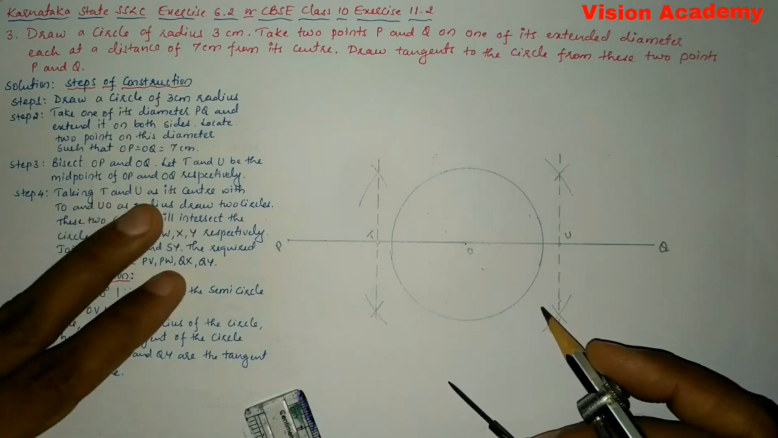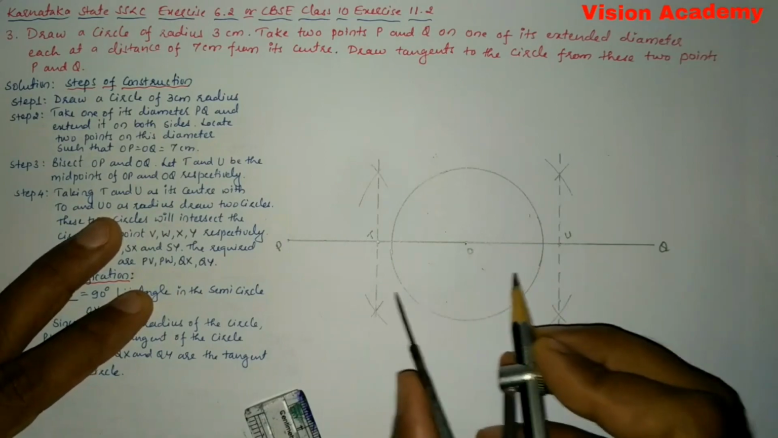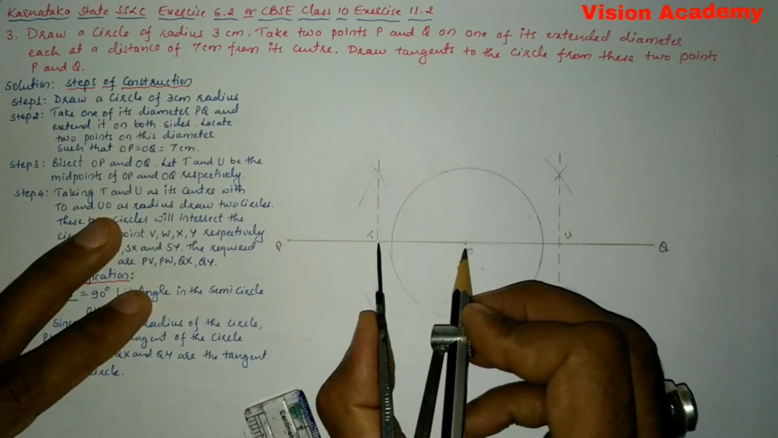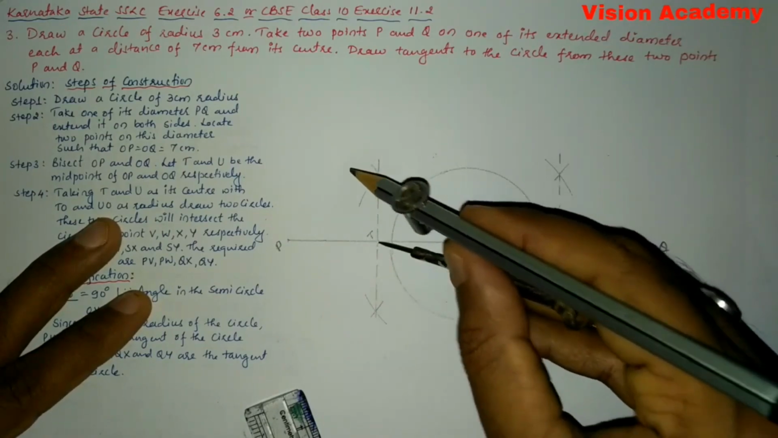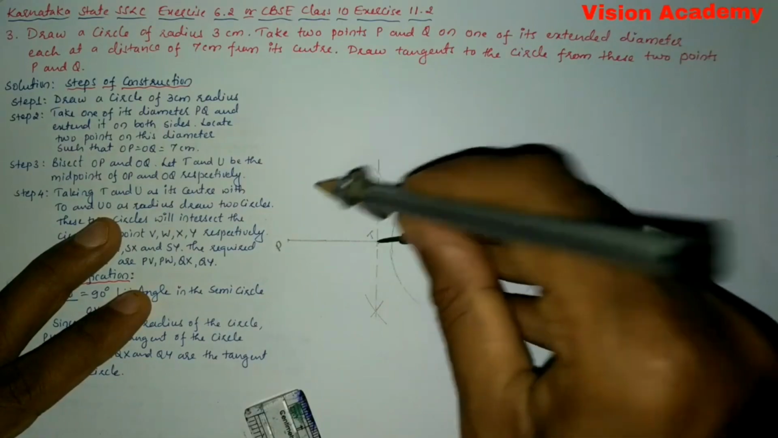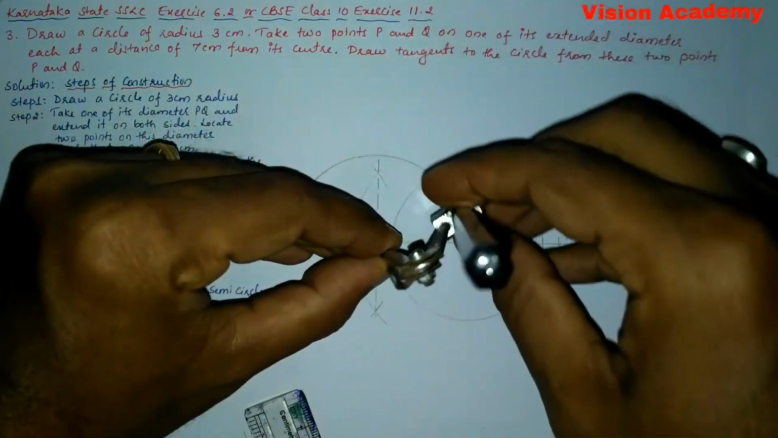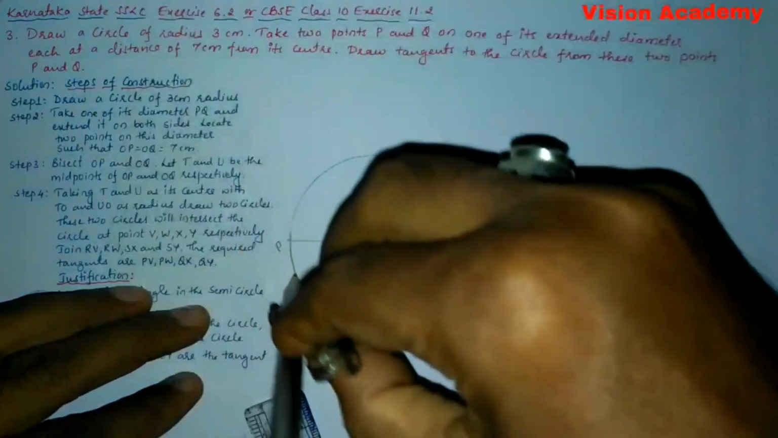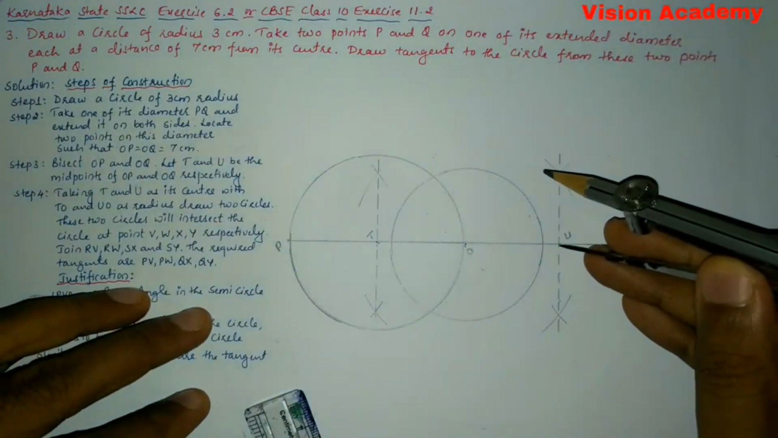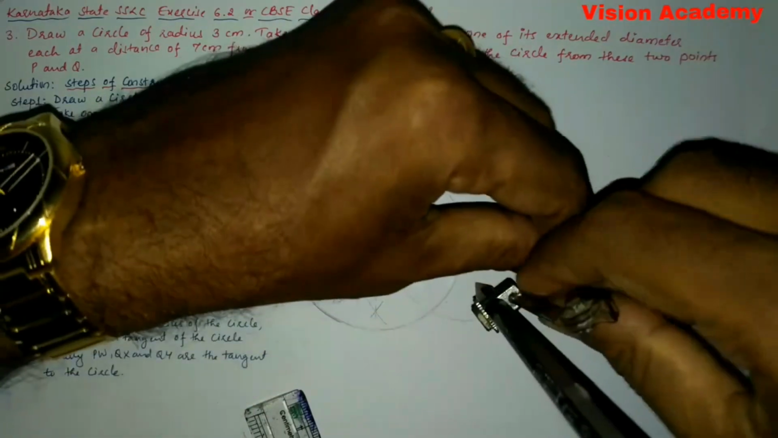Now we'll move on to the next point. Here taking T and U as its center with TO and OU as radius. Here you can say taking this one as center of the circle, we are going to draw another circle. And taking this U as center, we are going to draw one more circle.